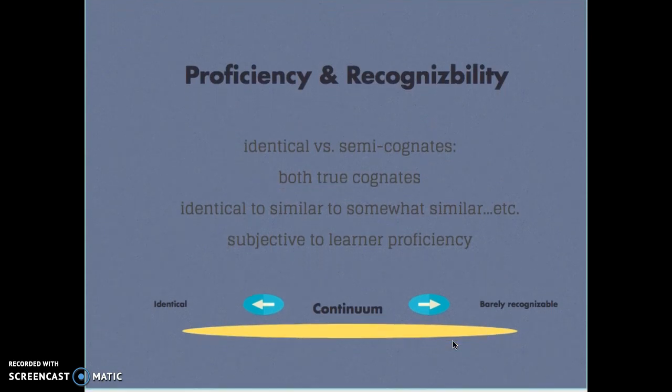So cognates fall in a spectrum of identical to similar to barely recognizable, having originally come from the same root word but evolving significantly over time. So there's a range to consider here. But truly it's a subjective matter in many cases, as what one person would deem cognate, another person might not, depending on proficiency level, because proficiency influences cognate recognition, meaning with higher level proficiency, higher rates of recognition.